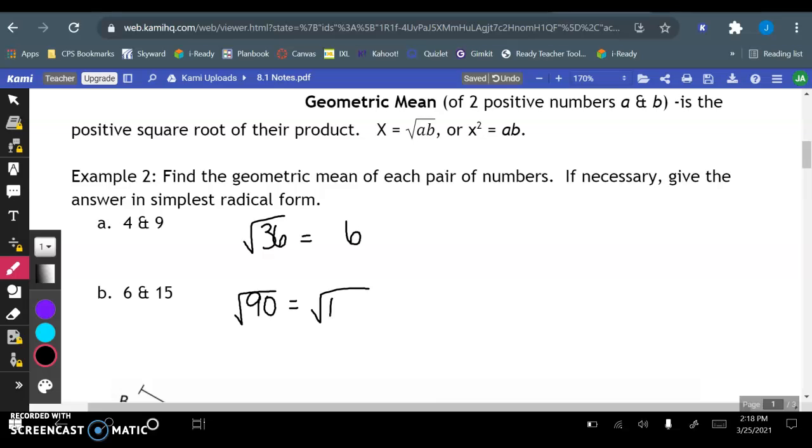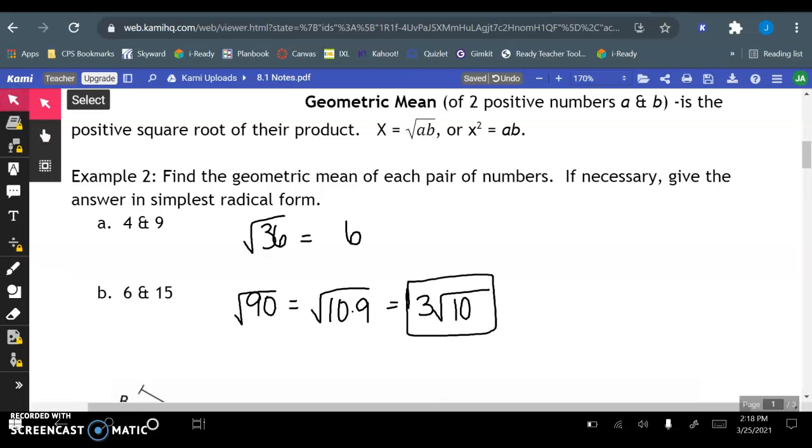And 90 is 10 times 9. The square root of 9 is 3, so it goes out front. And then we have the square root of 10 left. And then double check. 10 breaks down to 1 and 10, or 2 and 5. And none of those four numbers are perfect squares. So this would be our simplified answer as far as we can break it down.